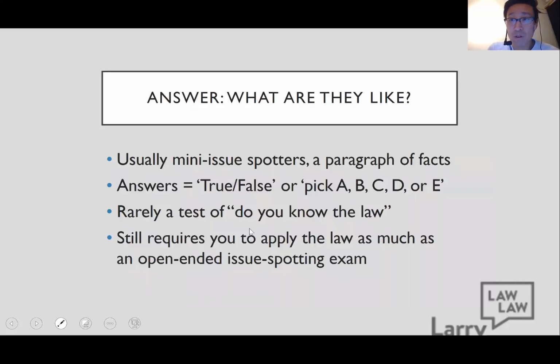For those of you who aren't acquainted yet, a law school multiple choice exam is a bit different than other ones, including the LSAT or GRE or other exams you've taken before. They're usually mini issue spotters. There's a paragraph of facts, and then you're asked questions that pertain to the application of the law to the facts. So it'll be true or false, or pick A, B. It'll be a statement like, which statement is the most true?